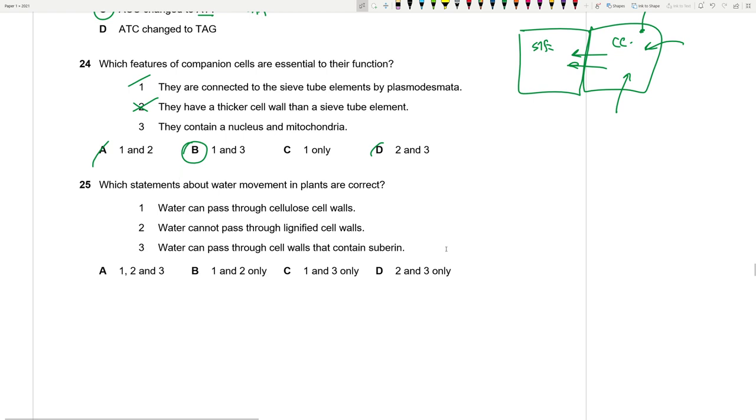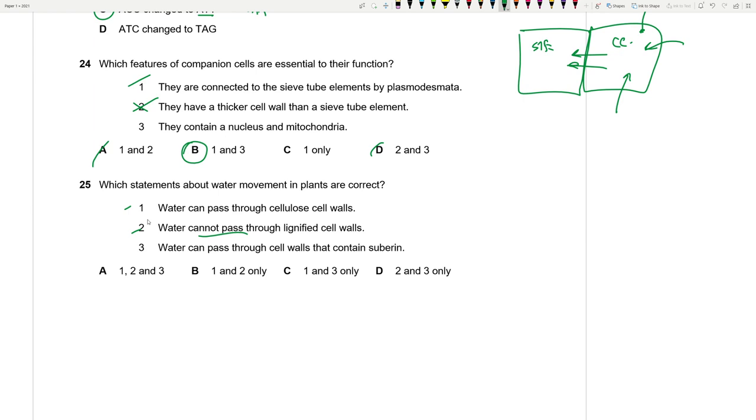Water can pass through cellulose cell walls. Okay, that's true. Water cannot pass through lignified cell walls. Remember, there are two pathways, the apoplastic and symplastic. So yeah, water can pass through cellulose cell walls. That's true. Water cannot pass through lignified cell walls. That is true. Water can't pass through the lignified cell walls of xylem. So 2 is also true since water cannot pass. Okay. Now, what about 3?